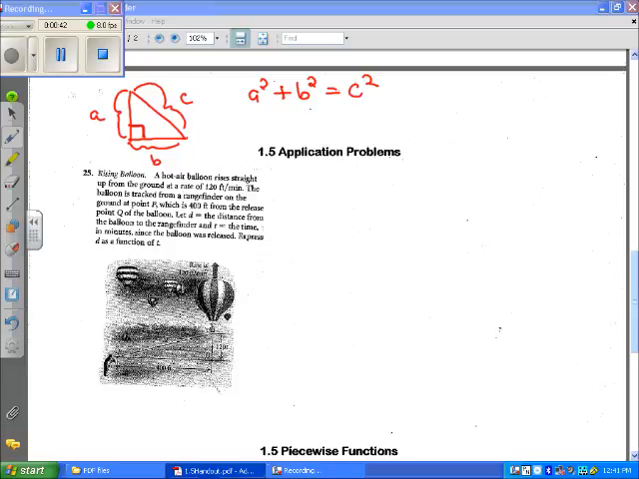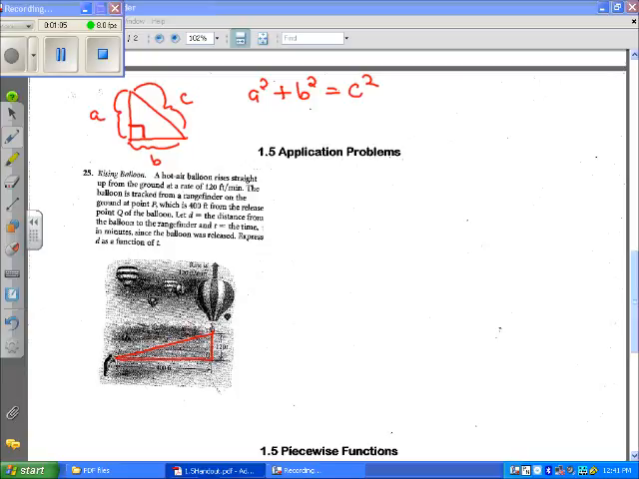Okay, now that we know that information, if you look below here on the picture, there's actually a right triangle on this picture right here. It's very hard to read, but it's actually there. So let's read through this example here. It says a hot air balloon rises straight up from the ground at a rate of 120 feet per minute. So every minute it goes up 120 feet.